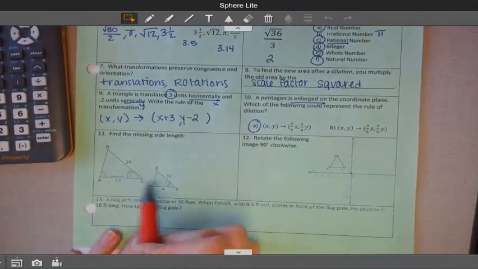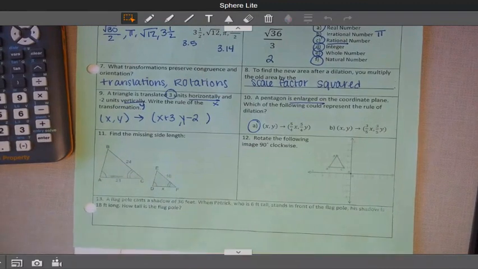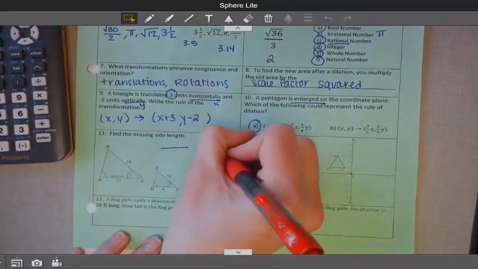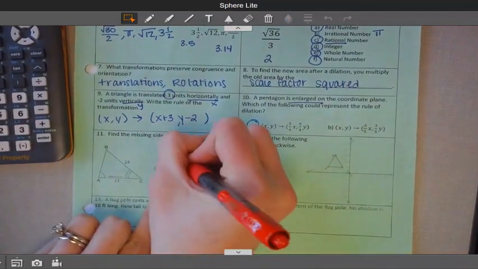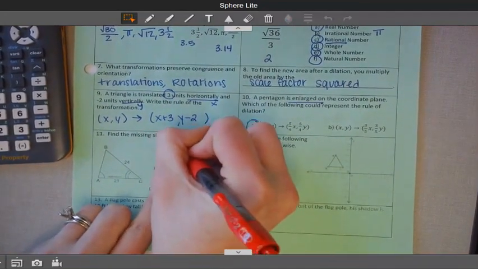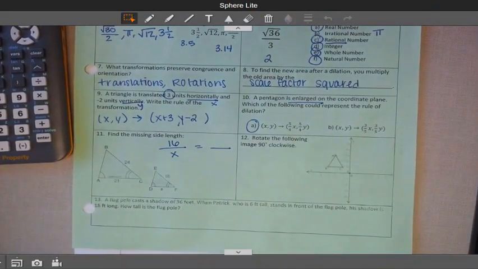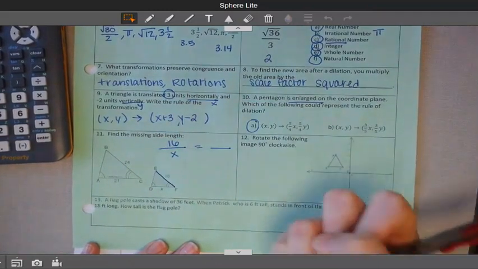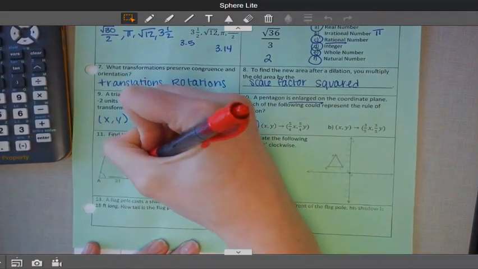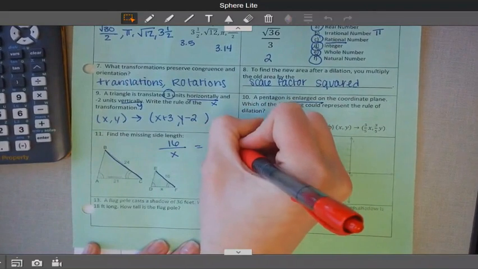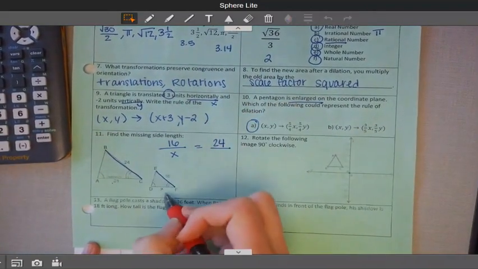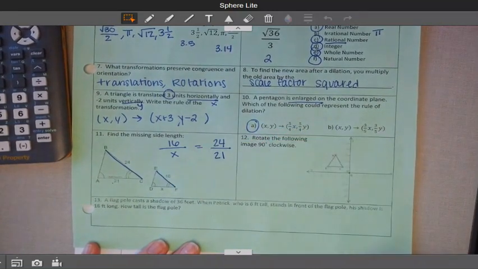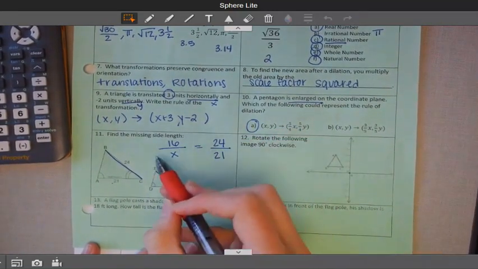Number 11, find the missing side length. Okay, we have 2 similar triangles. We can tell that by the angle theorem. Here we go. So we're going to set up a proportion. I want to find x, and x is on the same shape as 16. So here we go. 16 is this side right here touching the angle with the 2 circles. So 16 matches up with 24. So I'm going to put 24 on the top. And then 21 and x are between the 2 angles that we have marked. So 21 is going to be on the same line as x.